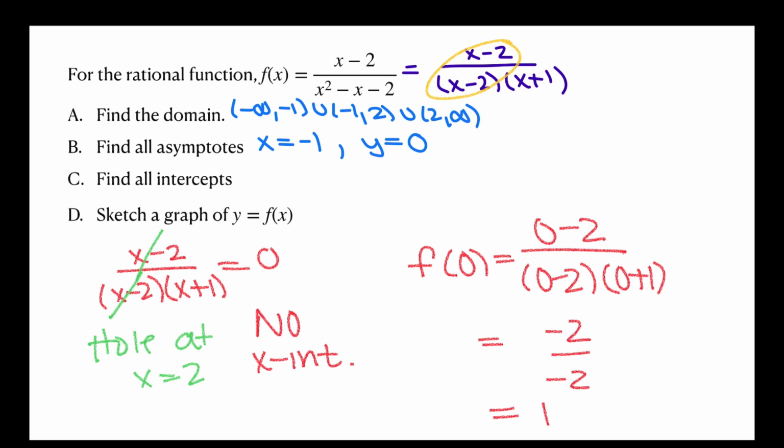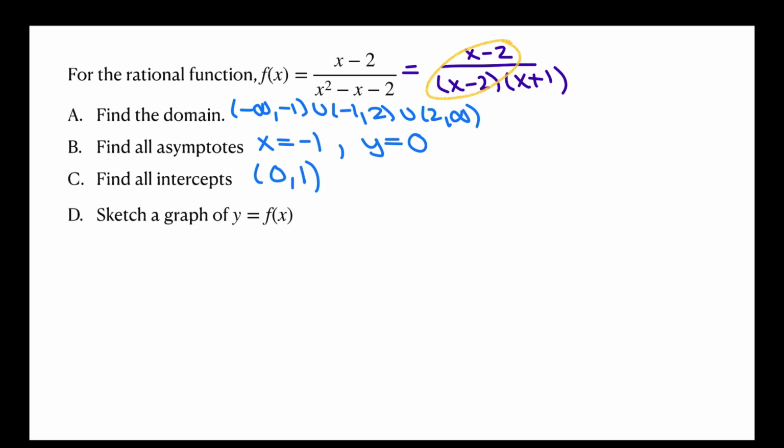What about a y-intercept? I'm going to plug in 0 for x. I got (0 minus 2) divided by (0 minus 2 times 0 plus 1). That simplified all the way down to 1. So I do have a y-intercept. My y-intercept occurs at y equal 1.